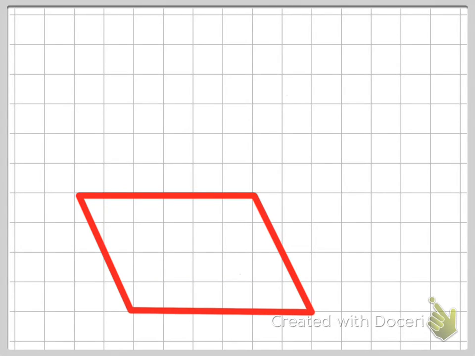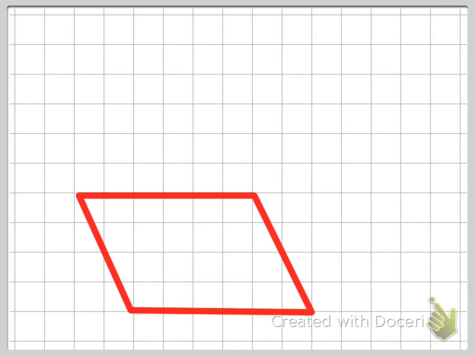Alright, boys and girls, so today we're going to figure out how we can use the area of a parallelogram to find the area of a special quadrilateral called a trapezoid. So what you're looking at right now, of course, is a parallelogram. It's got two sets of parallel sides.